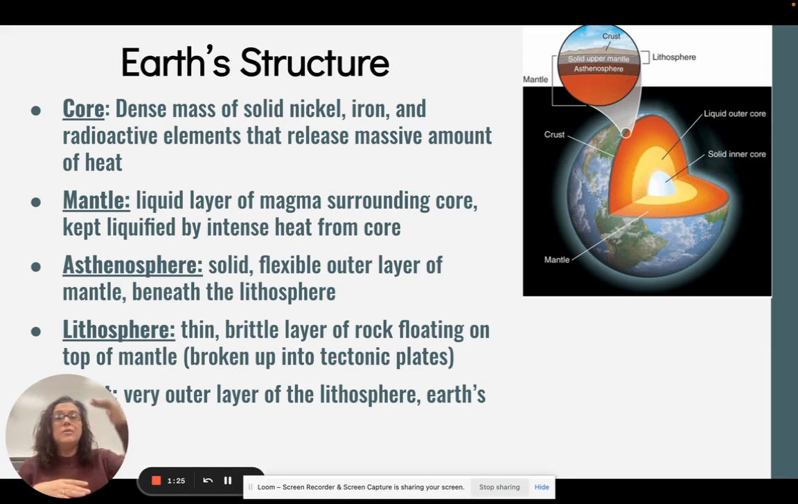On top of that, we have the lithosphere, and the lithosphere is where we have our tectonic plates. So that's where we're going to focus most of this section. Think of it as brittle layers of rock that kind of float on top of that mantle. They don't float in circles, but yeah. And then on top of that, we have the crust, which is where we're standing, right? The very outer layer of that lithosphere.